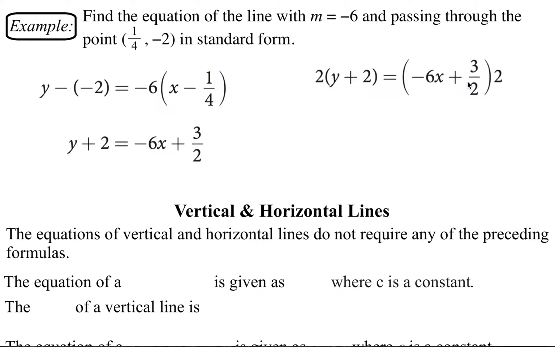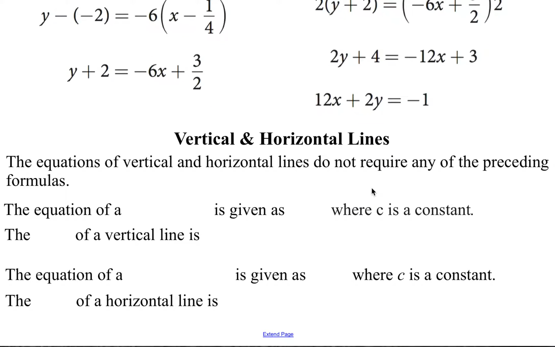So just so you know what's going on. When I multiply the left side by 2, I get 2y plus 4. Multiply the right side by 2, our fraction goes away, which was our goal. And then what we need to do is bring the x term over, so we're going to add 12x to both sides, and we're going to subtract 4 from both sides. We're going to get 12x plus 2y is equal to -1. So that is in standard form.